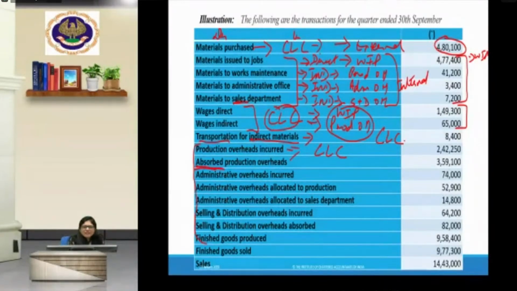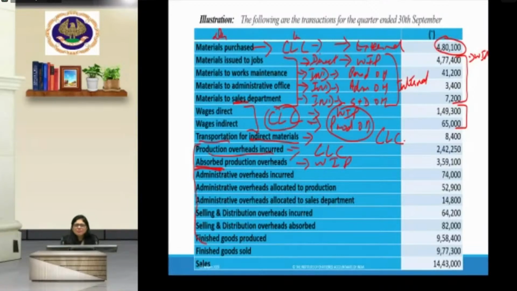Now the production overheads are absorbed. Production overheads are absorbed to which account? See, we have incurred production overheads through CLC. We have incurred means the entry. You have to bring the production overhead into the system. How has it to be brought? Through CLC first. Now internal transfer. Overheads have to be absorbed. Production overheads will be absorbed to which account? Which control account? I've told you many times. Can I have the answer? Very good. WIP. Production overheads will be absorbed to WIP.